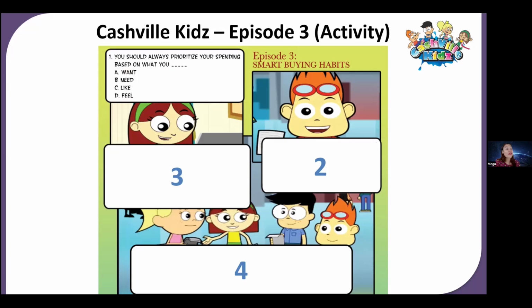Let's have a look at the first question. You should always prioritize your spending based on what you want, need, like, or feel. Is it A, want, B, need, C, like, or D, feel? You should always prioritize your spending based on what you want. Anyone would like to answer?